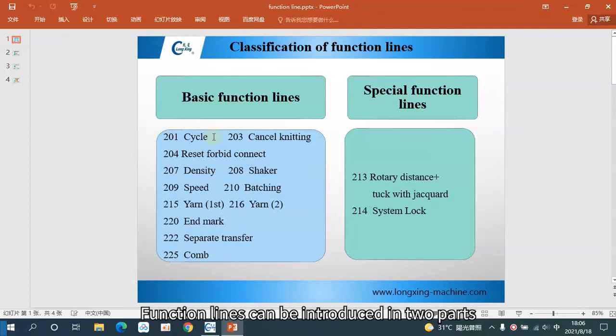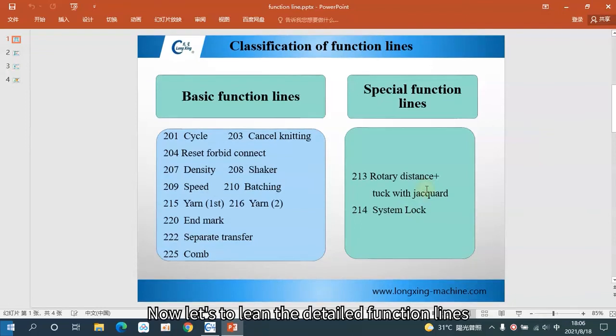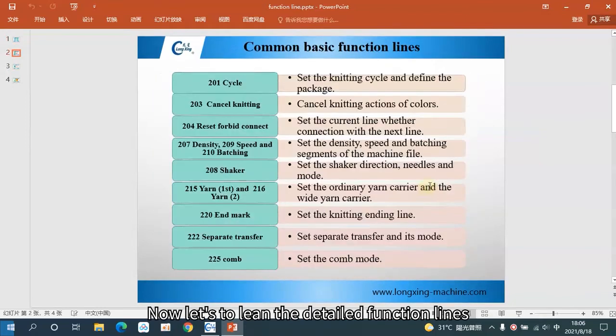Function lines can be introduced in two parts. This part is basic function lines. They may be used when a pattern is drawn. This part is special function lines. They are mainly used for special treatment. Now let's learn the detailed function lines. First, learn the common basic function lines.